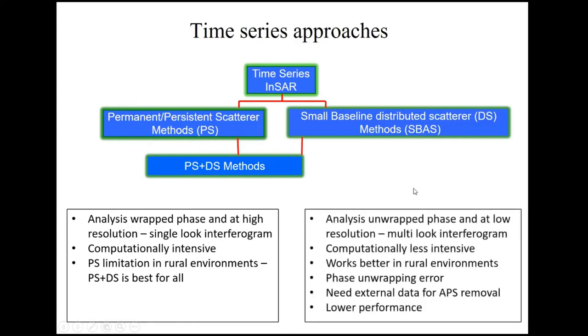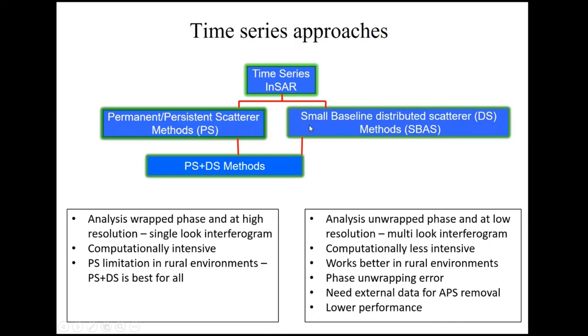And for the DS, what exactly is it? When we're talking about the small baseline distributed scatterer approach, they're dealing with the decorrelation by improving the quality of the interferogram using multi-looking. Why do they have to do multi-looking? Because they have to work with unwrapped phase data. And with unwrapped phase data, if they are working with single-look complex interferograms, there's no way to unwrap correctly. So one way to improve the quality of the interferogram is to do multi-looking, and then do the unwrapping.